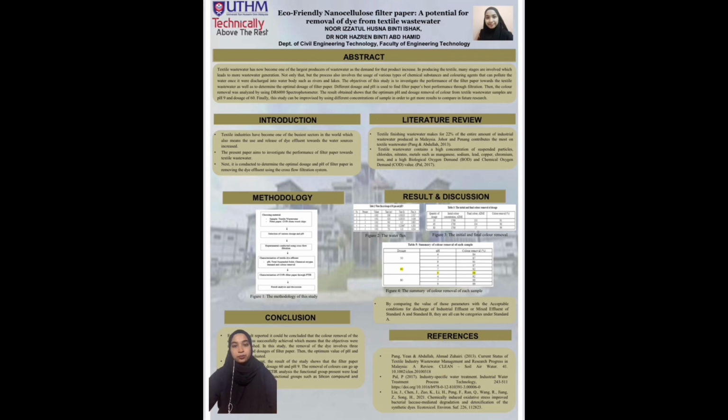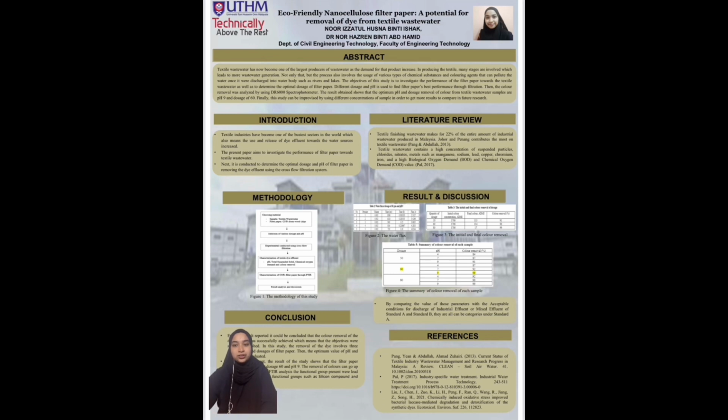Textile wastewater has now become one of the largest producers of wastewater as the demand for the products increases. In producing textiles, many stages are involved, which leads to more wastewater generation. Not only that, the process also involves the usage of various types of chemical substances and coloring agents that can pollute the water once it is discharged into water bodies such as rivers and lakes.